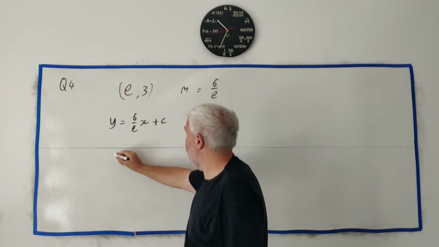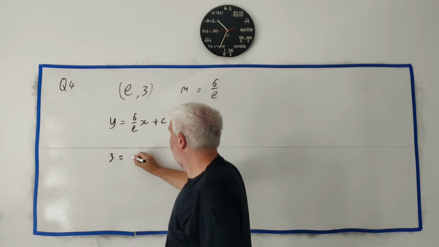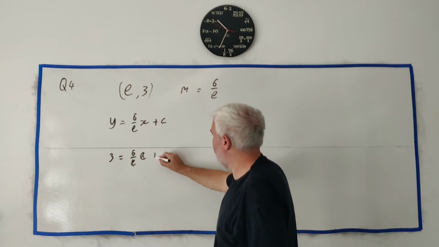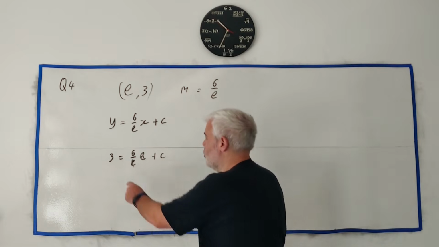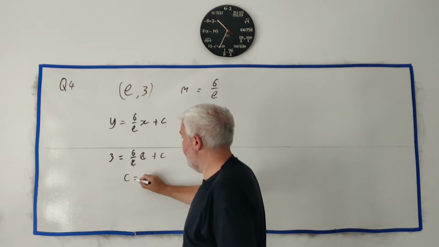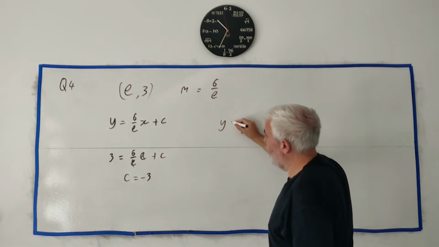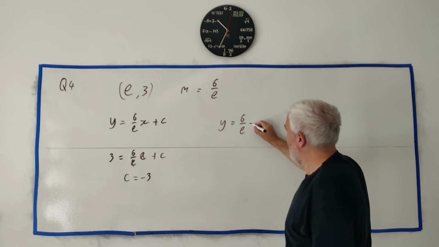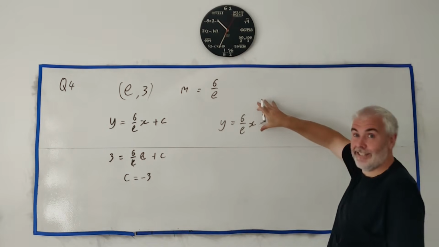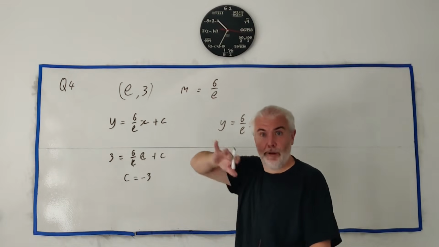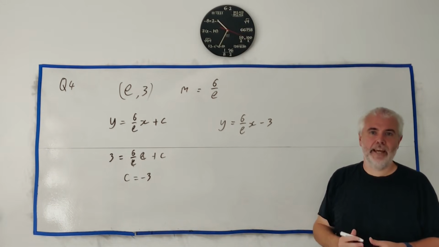So at a certain point y is 3 and at a certain point x is e, so they cancel. So c must equal 3 minus 6, or c must equal minus 3. So just rewrite this line again. y equals 6 over e x minus 3. That's the equation of a line at this point on the parametric equations that they gave us.